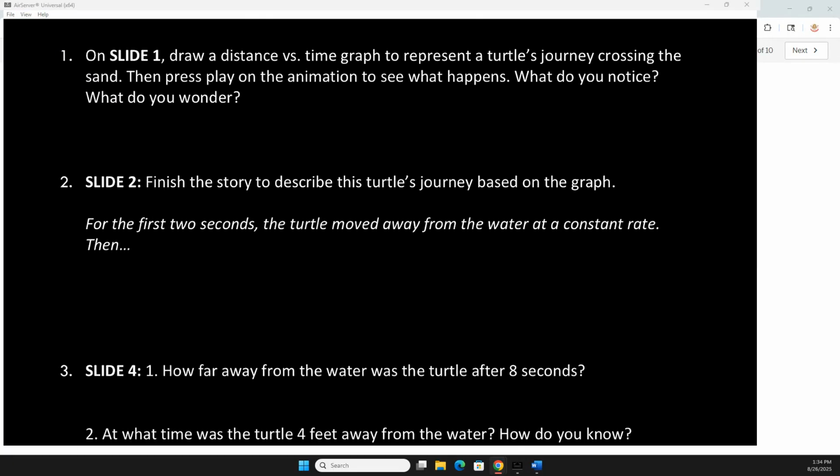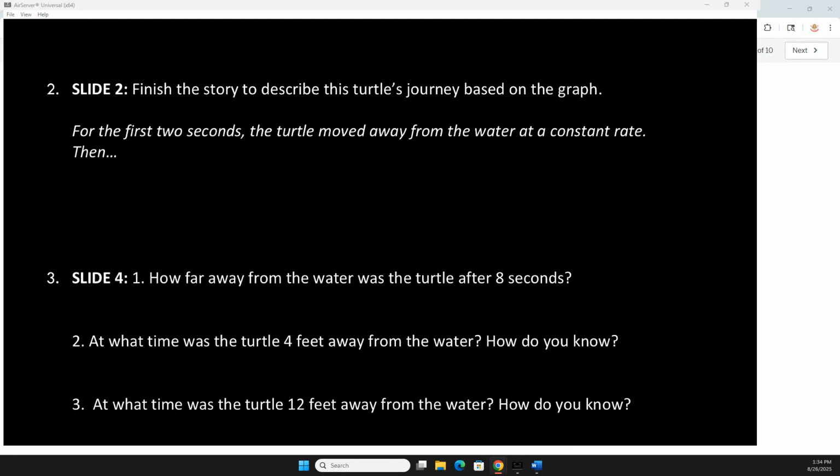Okay. And then slide 2 wants you to finish the story. So I'll just read what I wrote and then you guys can check yours. So it starts off, for the first 2 seconds, the turtle moved away from the water at a constant rate. And then the turtle did not move at all for 2 seconds. So then that distance wasn't changing. The turtle wasn't moving for 2 seconds. All right, then the turtle moved away at a constant rate and then stayed still again for 3 seconds.